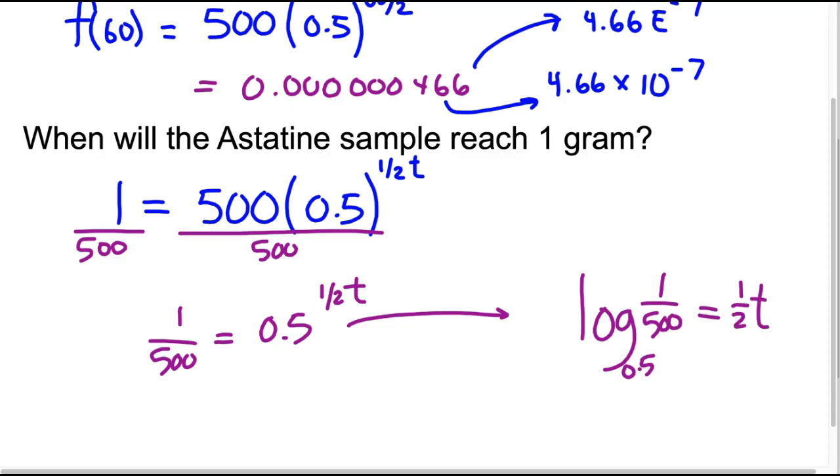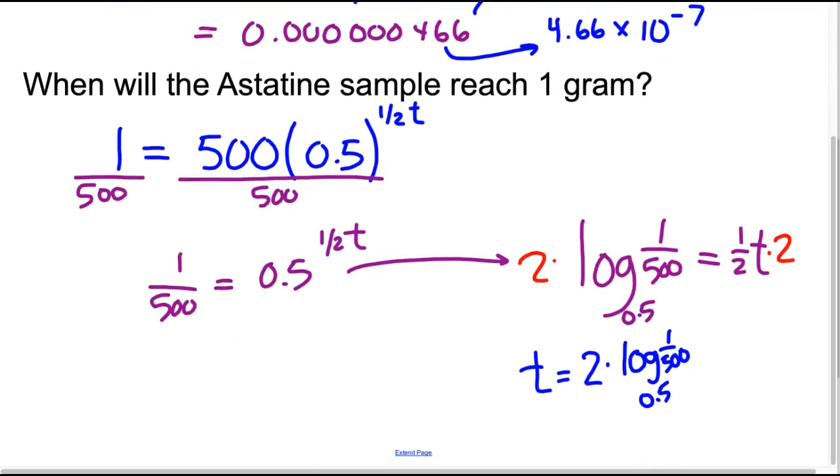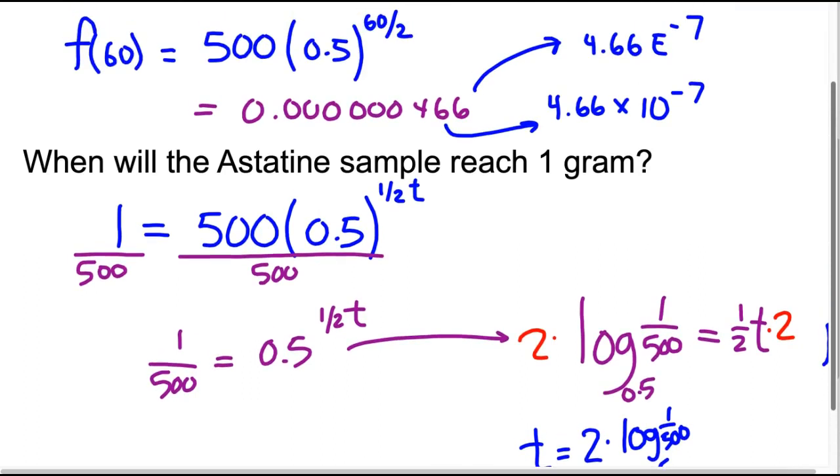So to get rid of the 1/2 t, because I want to know what t is, I'm going to multiply both sides by 2. Multiplying both sides by 2 gets rid of the 1/2 t, so I'm going to have left just t. So t is equal to 2 times the log of 1 over 500 base 0.5. And you might have to use a change of base formula if you don't have a fancy calculator, like I don't have on mine. So calculate that out. What do you get?